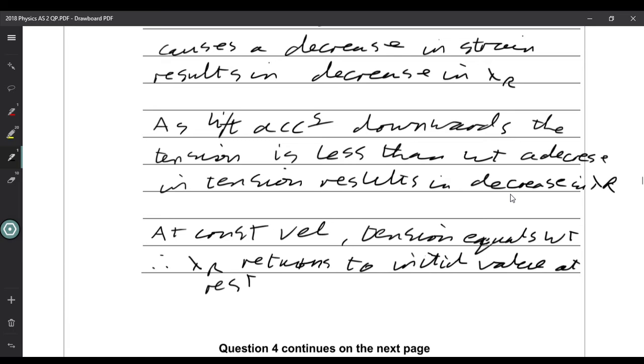So some of the things that the students couldn't do during the exam, they were able to make the link between the motion of the lift and the strain. So, if they couldn't describe that, then obviously they couldn't describe what was happening to lambda r. But it's all about, when you think about, if things are accelerating, there must be an overall force in a particular direction. So if it's accelerating downwards, then there must be an overall force acting downwards.